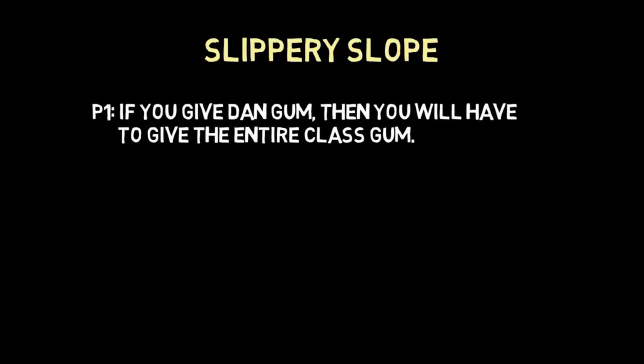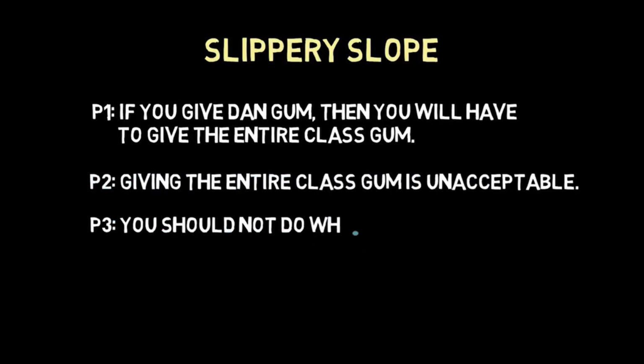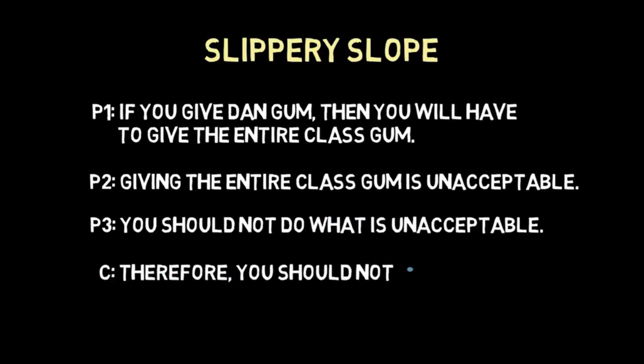To clarify the general structure of the argument here, let's take this chain of events as premise 1. Premise 2 would then be, giving the entire class gum is unacceptable. Premise 3, you should not do what's unacceptable. Conclusion, therefore, you shouldn't give Dan gum.